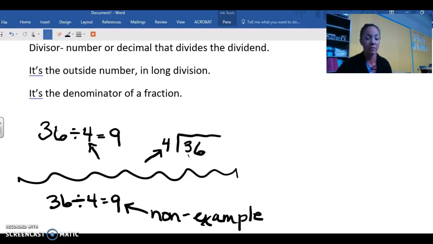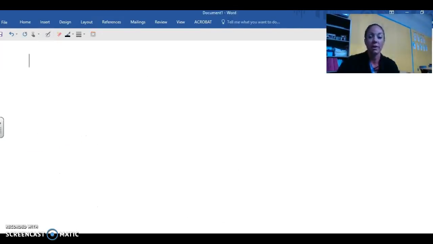So, we have our dividends, and then our divisor, and our last vocabulary word has to do with the answer. What in the world do we call the answer to a division problem? All right, here's our last vocab word. Still make sure you get it in your notes. We might be almost to the end, so don't stop taking notes now.